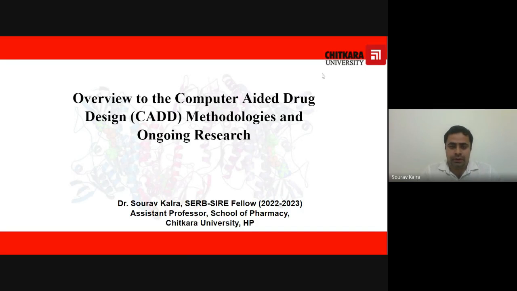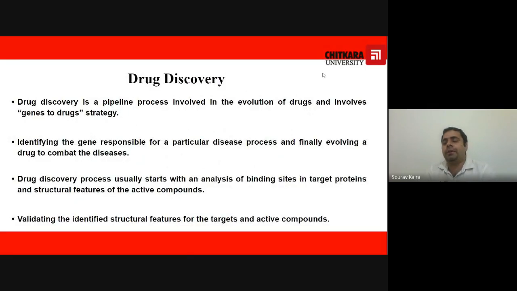Now coming to the drug discovery part. Drug discovery is a pipeline process involved in the evolution of drugs and involves the genes to drug strategy. As we can say, genomics, proteomics, and computational chemistry are all a part of drug discovery. So the genes to drug strategy is followed for this drug discovery process.